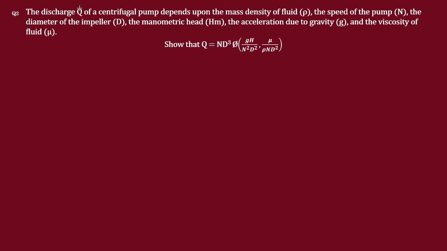The discharge Q, so let's highlight every variable we come across. The discharge Q of a centrifugal pump depends on the mass density of the fluid rho, speed of the pump N, diameter of the impeller D, manometric head H of M, acceleration due to gravity G, and the viscosity of the fluid mu. Show that Q is equal to ND cube, phi of GH over N squared D squared, and mu over rho N D squared.